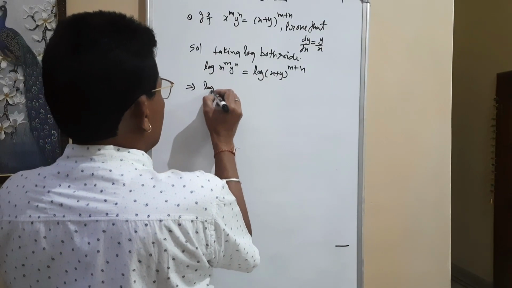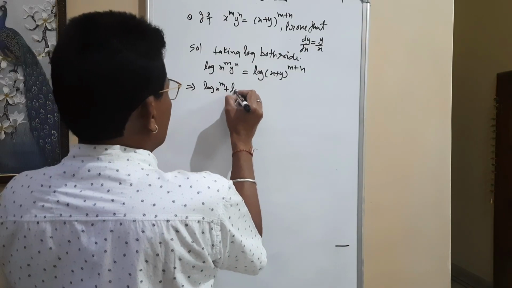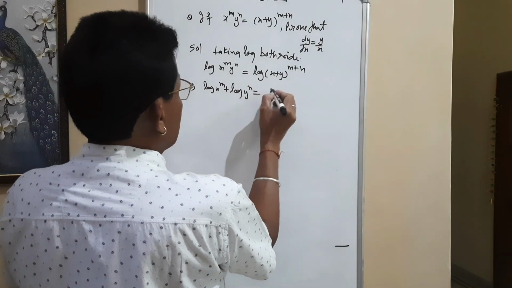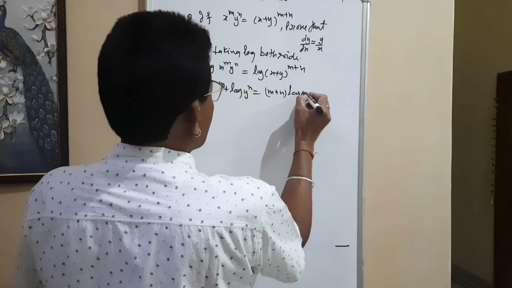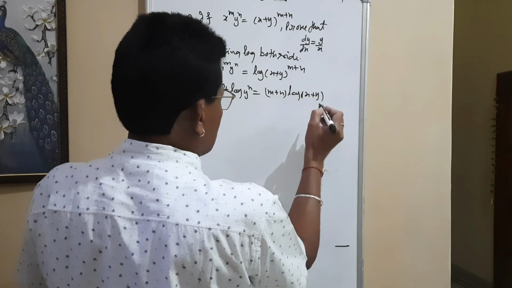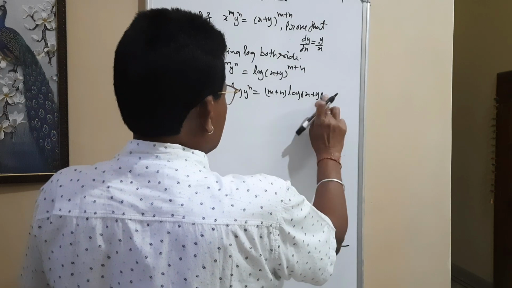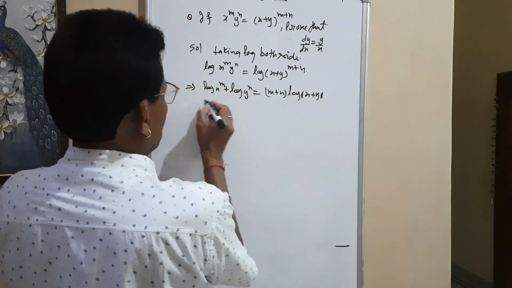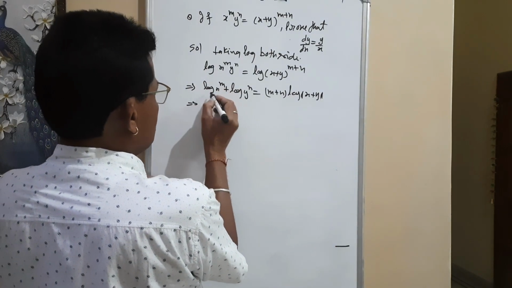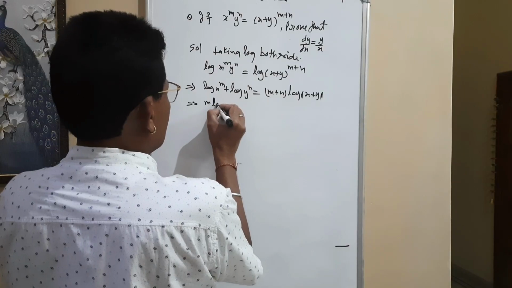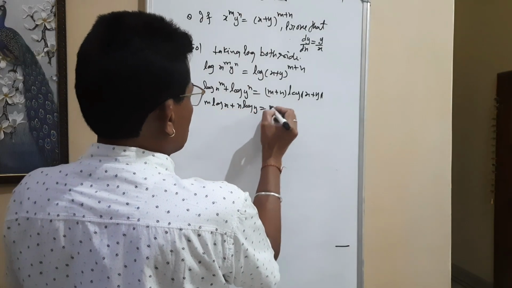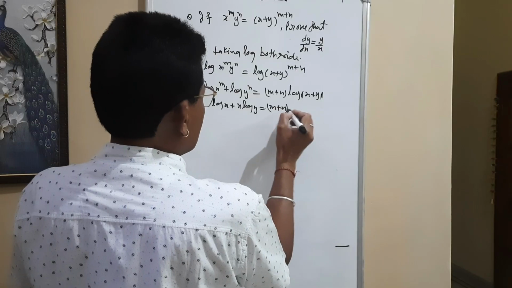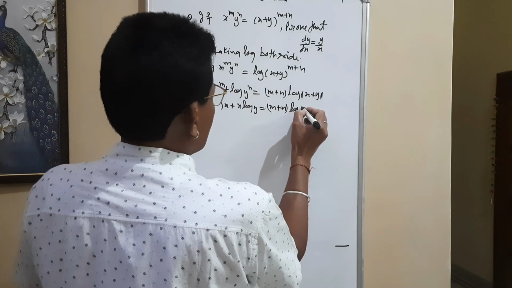Log x to the power m plus log y to the power n will be equal to m plus n log of x plus y. Most important question I have selected, so that each and every basic concept will be clear to you. My dear student, apply the log rule: m log x plus n log y will be equal to (m plus n), that is constant, log of x plus y.